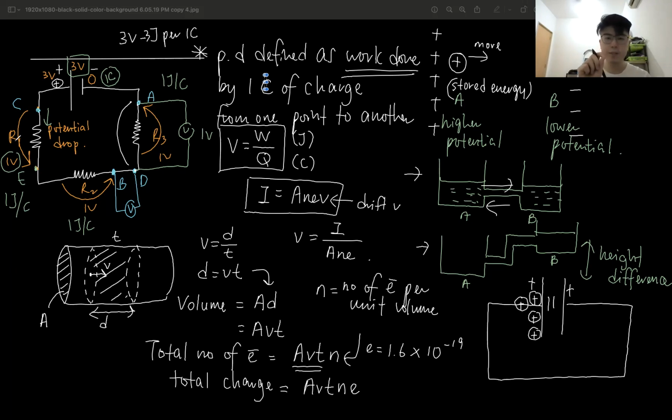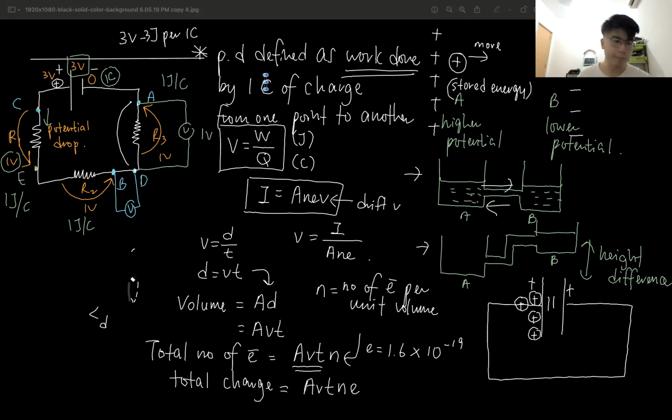Now, potential difference is, again, work done between 2 points. Now, what is the difference from EMF, electromotive force? They are very similar, but not exactly the same. The definition for EMF, electromotive force, is the same.